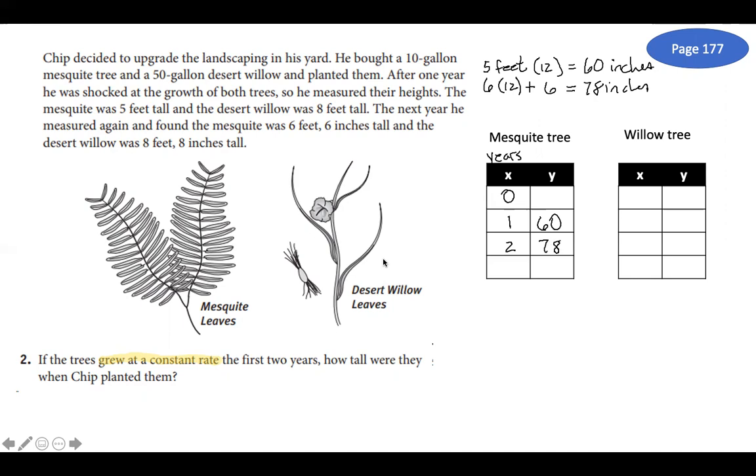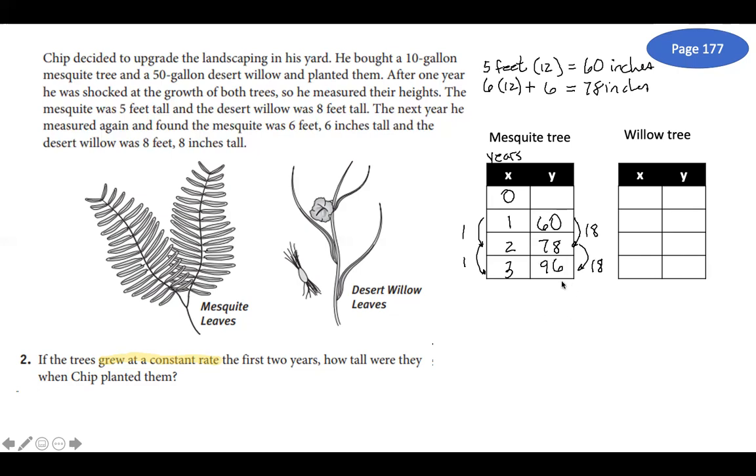Everybody with me? So they're saying a constant rate. Let's figure out what that rate is. So when the year increases by 1, the height of the tree increased by 18 inches. Does everybody see that? And if it is a constant rate, that means it's always going to grow 18 inches every year. So if it goes from 2 years to 3 years, another increase of 1 year, it should increase 18 inches and be 96.